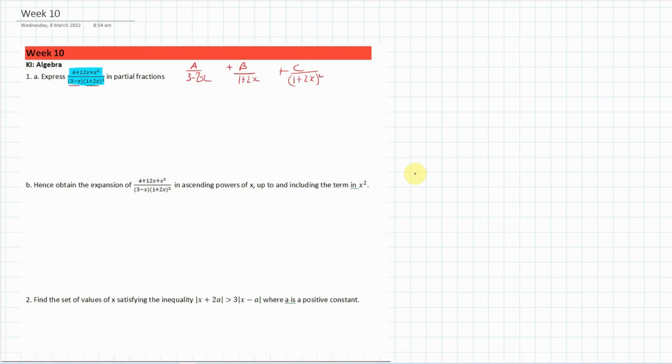So what that means is that if we want them all to have the same denominator, a would have to be multiplied by 1 plus 2x all squared. And if we wanted b to have the same denominator as the other two, we'd have to multiply it by 3 minus x and 1 plus 2x. And then c would only need to be multiplied by 3 minus x, so that they've all now got the same denominator. And when we do that, that should make our numerator.